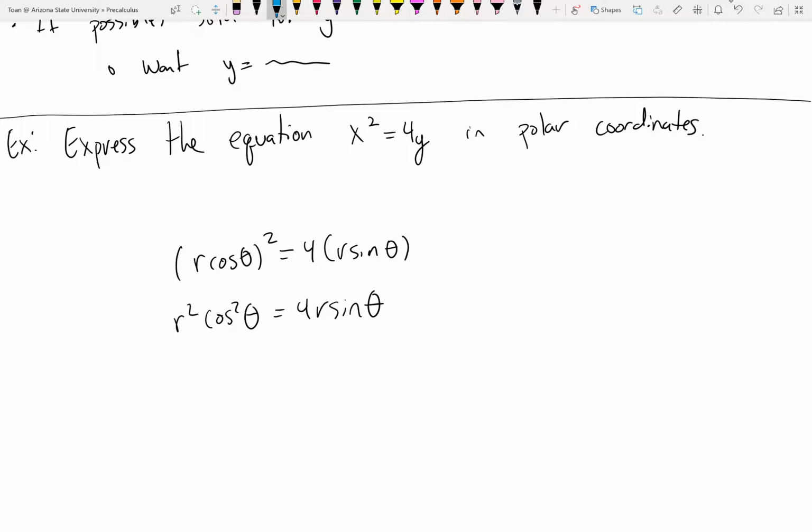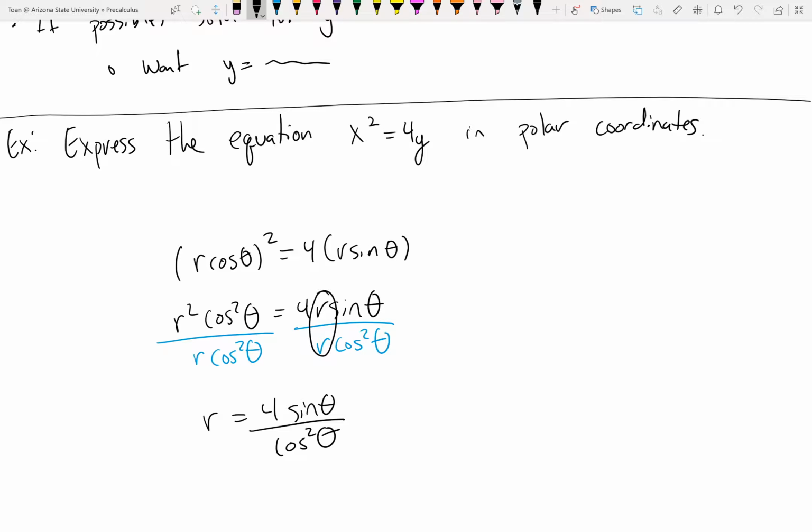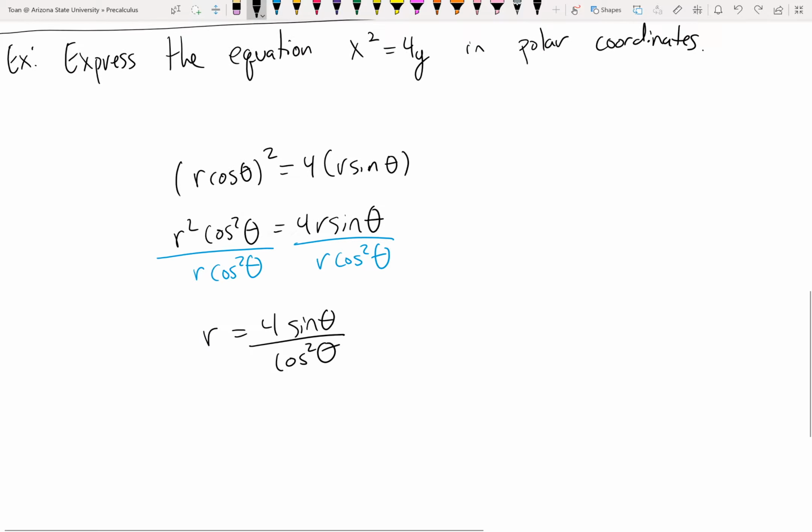But since I also want to get r by itself, I'm going to go ahead and just divide out this extra cosine squared as well. I'm going to do two steps at once. So at this point, I'm going to divide both sides by r cosine squared theta because I know dividing out the r will get rid of one of the extra factors of r, and I'm going to also divide out the cosine squared to get the r by itself. That leaves us with a single r on the left-hand side, which is exactly what we want, and we're left with 4 sine theta over cosine squared theta. Because of these r's, they cancel out. Now, technically that's it. We're done. Whoop-de-doo. This is a polar equation.